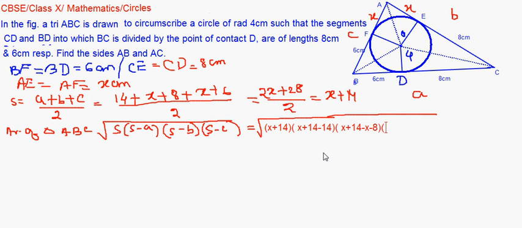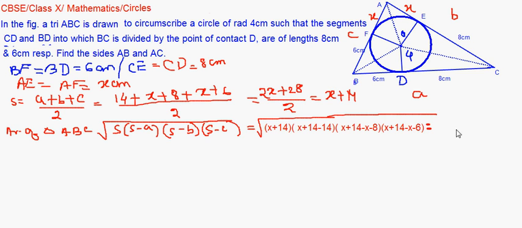Again it is s, that is given to be x plus 14 minus c, which is again 6 plus x plus 6, so minus 8 minus x minus 6. Okay, this is our calculation of the area of the triangle. Let me now find and solve it out.